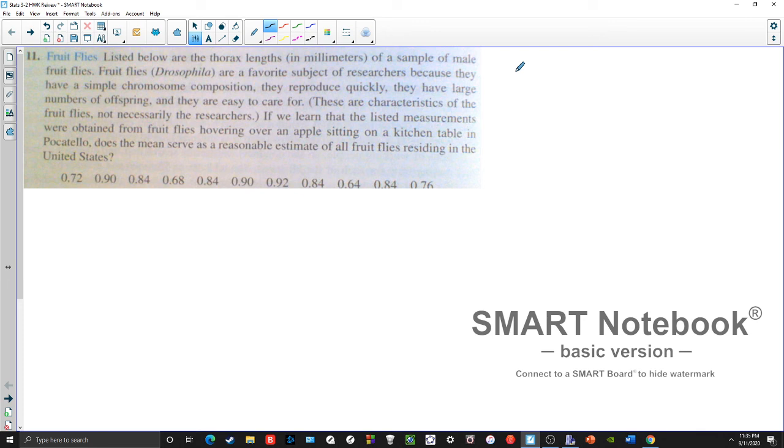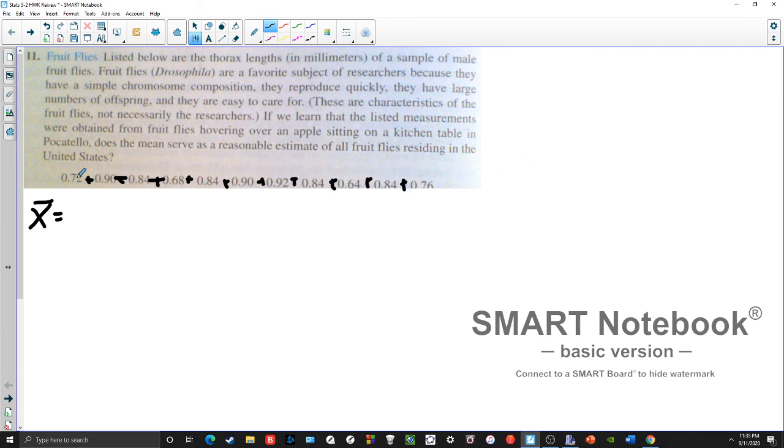Number 11 asks us to find the mean, median, mode, and mid-range of the set of data, and then asks us a little bit of an analysis question at the end. These are the thorax lengths in millimeters of male fruit flies. Let's do the standard fare first. The mean, remember, is x bar. That is when you take all these values, add them together, and then divide by the number of numbers there are.